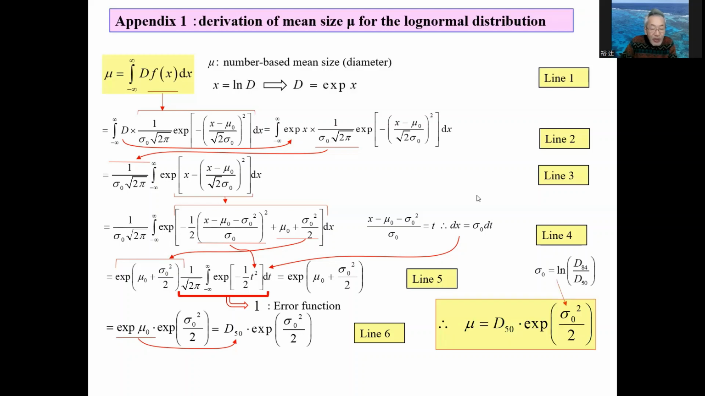The second expression on the sixth line is shown again in the yellow frame. mu0 in this equation is determined from d84 and d50 as shown in previous pages.